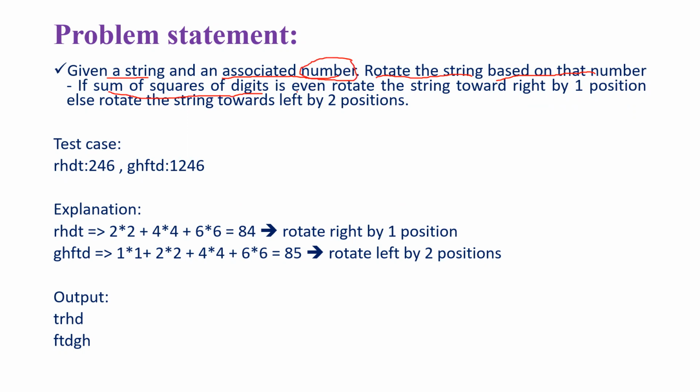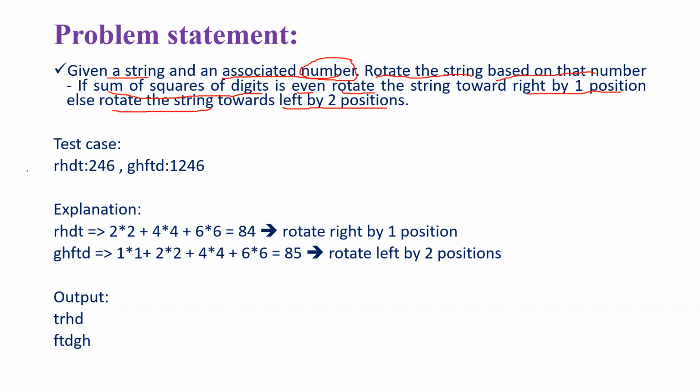If that sum is even, you need to rotate the string towards right by one position. If the sum is odd, then in that case you need to rotate the string towards left by two positions. Look at the test cases here, RHDT and GHFTD.